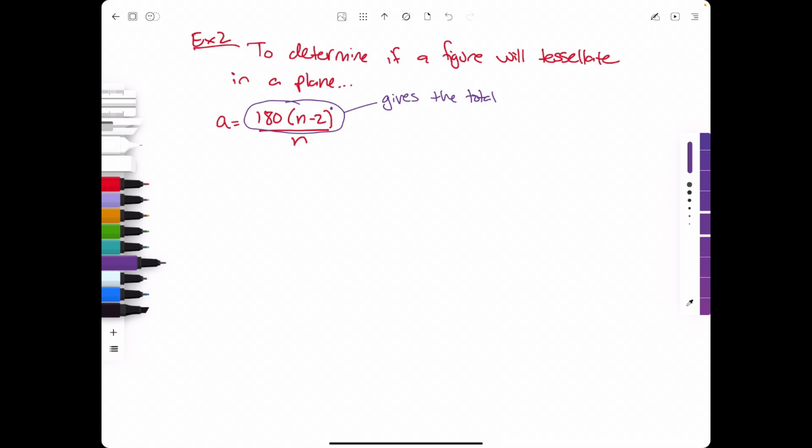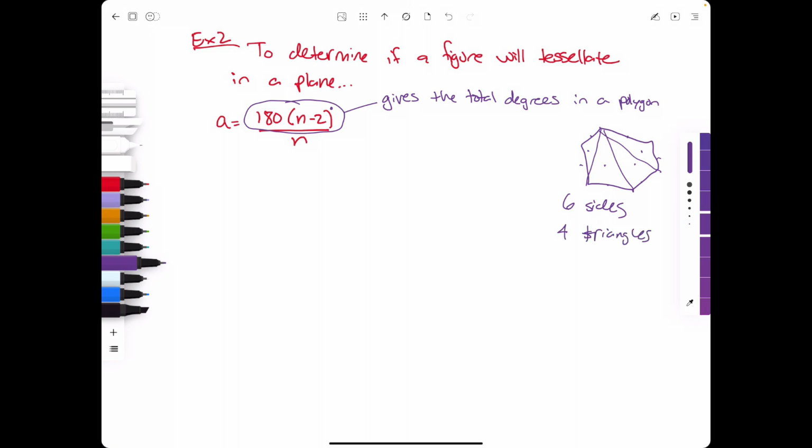Perimeter. Degrees. Degrees, thanks. Good. This gives the total degrees in a polygon. Remember, if you had any number of sides on a polygon, I could just make something up like this. There's 1, 2, 3, 4, 5, 6 sides. And if I were to draw as many triangles as I could from one vertex, I would have 1, 2, 3, 4. There were 6 sides. There were 4 triangles.